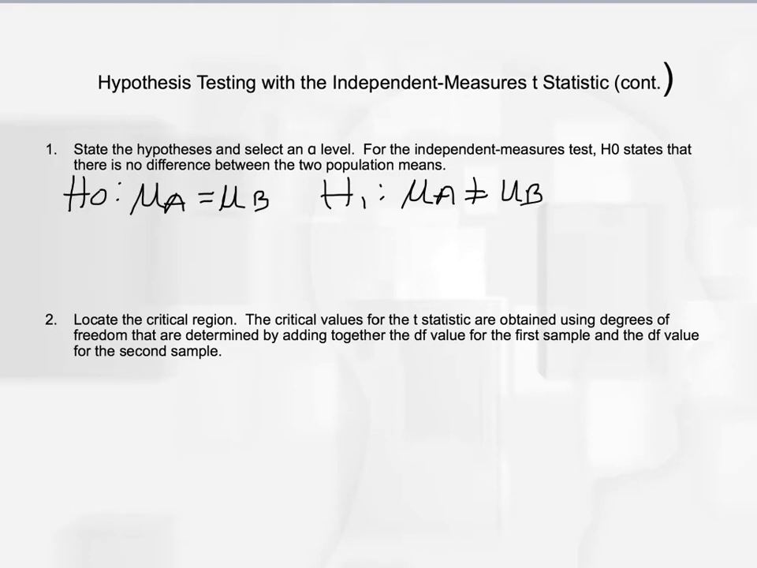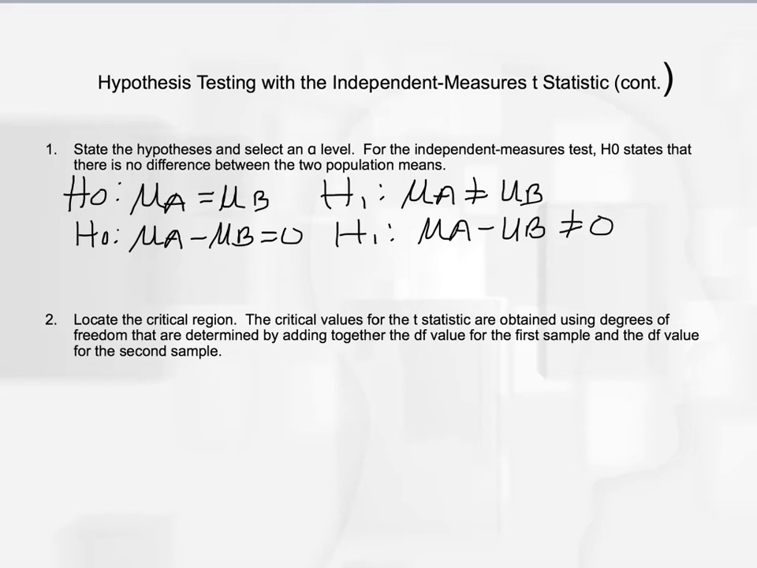Another way to write these would be the mean of population A minus the mean of population B equals 0. And our alternative hypothesis would be the mean of population A minus the mean of population B does not equal 0. A could be larger than B, A could be smaller than B, but when you subtract one from the other, you will not get 0. This would be the case of a two-tailed test.